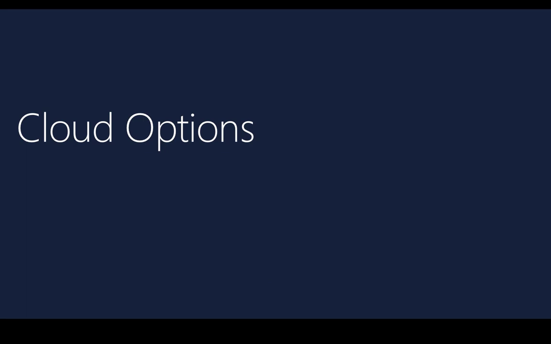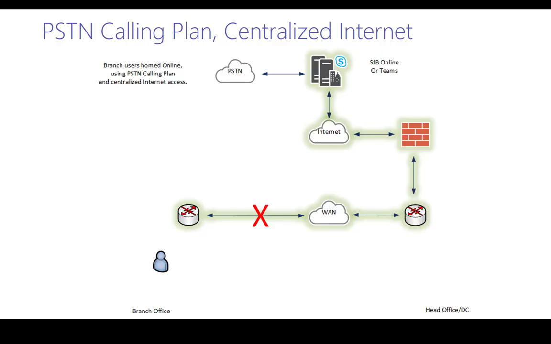And lastly, we're going to look at the cloud-only options. The simple scenario here is you have PSTN calling. So you've got a calling plan from Microsoft. Microsoft is your phone company. You're a user in a branch office and there's a WAN outage or even a head office internet outage. You are out of luck. You cannot connect through the branch office to Skype for Business Online or to Teams.